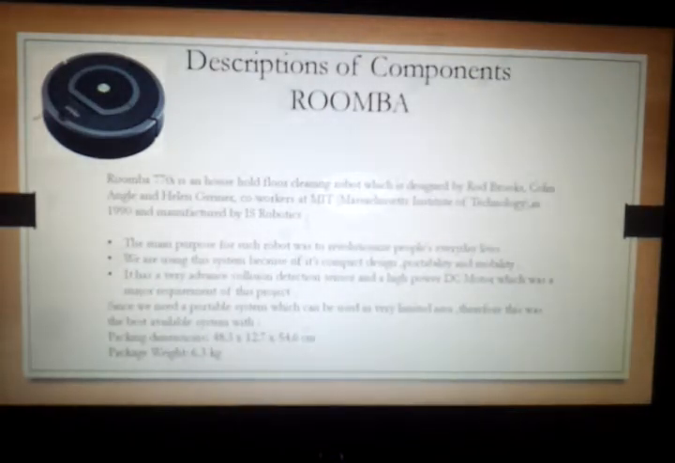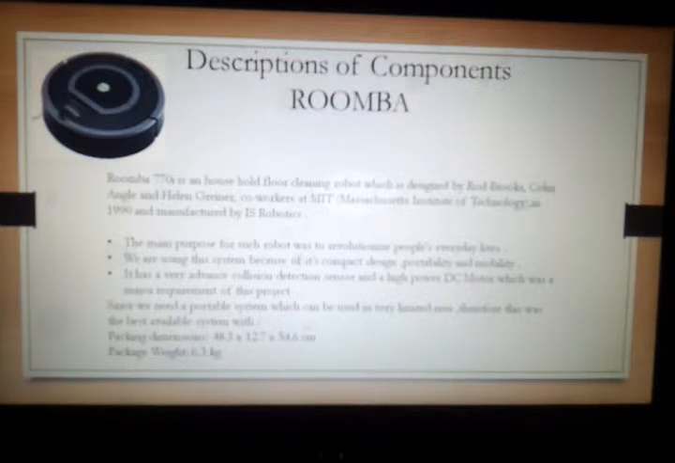So, description of component: Roomba. What is Roomba? The Roomba 770i is a household floor cleaning robot, designed by Rodney Brooks, Colin Angle, and Helen Greiner. They worked at MIT, the Massachusetts Institute of Technology, in 1990, and it was further modified and manufactured by iRobot. The main purpose of the robot was to revolutionize people's everyday life.